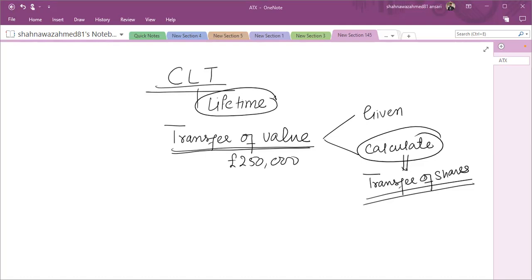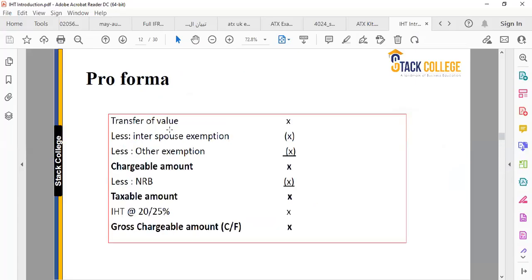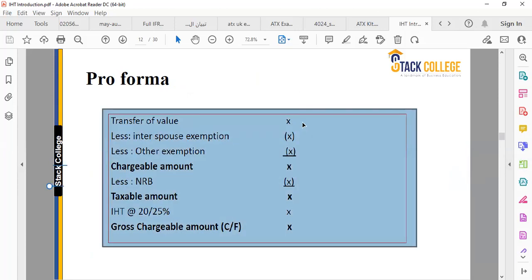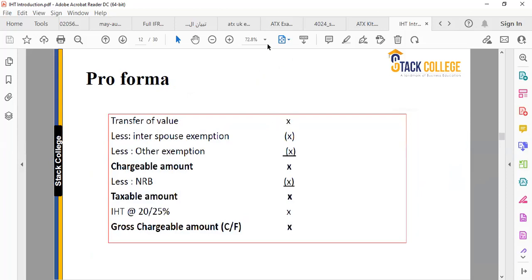Exemptions and other things. Now see, this is a basic pro forma. First, you have to identify what is the transfer of value. Then you have to deduct all kinds of exemptions. After deducting exemptions, we'll get a figure of chargeable amount. Then we will deduct one relief, which is called NRB. Then we will get the taxable amount. And then we have to apply either 20% or 25%.